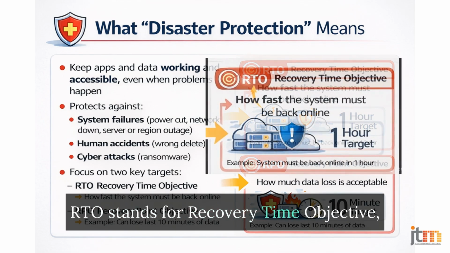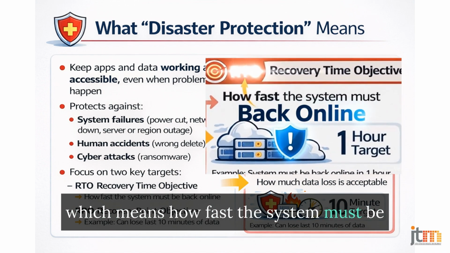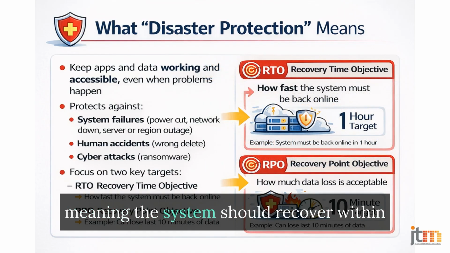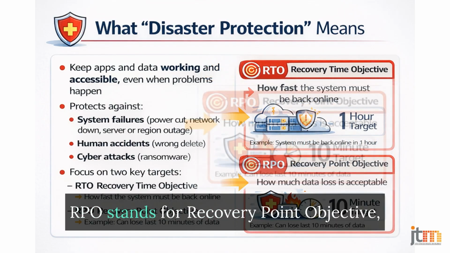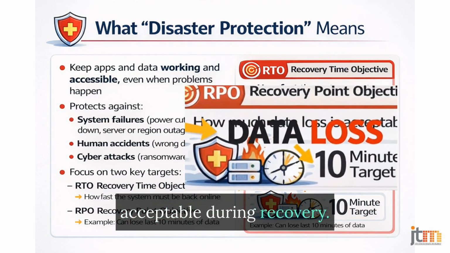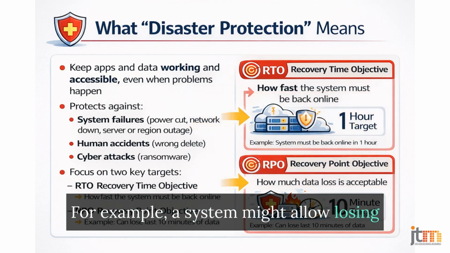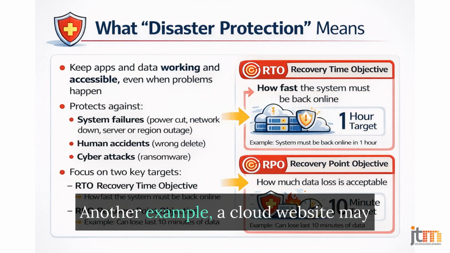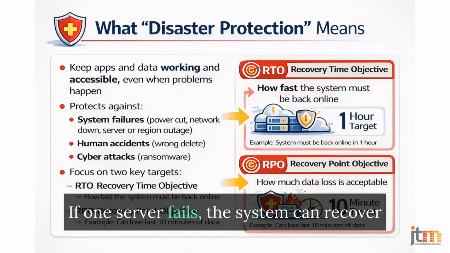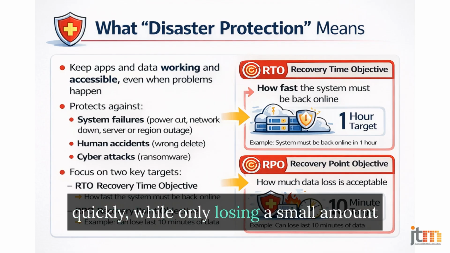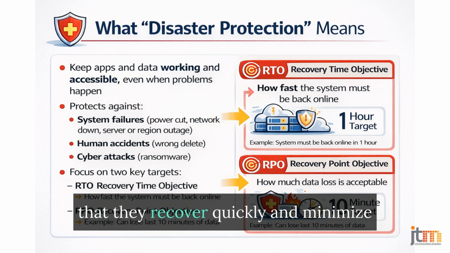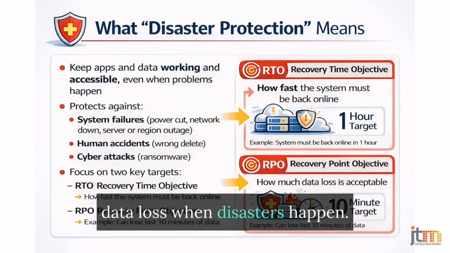RTO stands for Recovery Time Objective, which means how fast the system must be back online after a disaster. For example, the target might be 1 hour, meaning the system should recover within 1 hour. RPO stands for Recovery Point Objective, which means how much data loss is acceptable during recovery. For example, a system might allow losing only the last 10 minutes of data. For example, a cloud website may store backups in another region. If one server fails, the system can recover quickly, while only losing a small amount of recent data. The main idea is to prepare systems so that they recover quickly and minimize data loss when disasters happen.